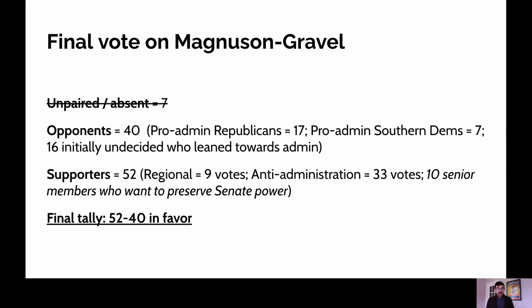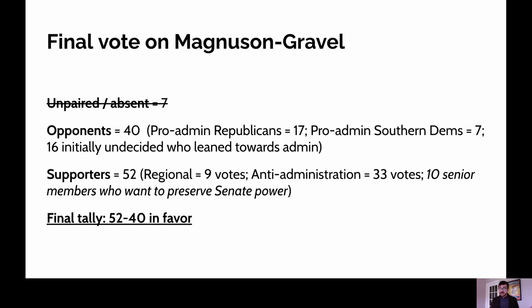Now, after he had reframed the appeal this way, I want to show you what happened on the final vote. You had 7 members of the Senate who were not there for the vote, so we'll just cross those out. You had 40 opponents, right? The initial opponents, there were 24, and then 16 more members of the Senate who were initially undecided, but who ultimately leaned towards the Nixon administration's position on this. But then he ultimately got 52 supporters. Remember, he started with 9.